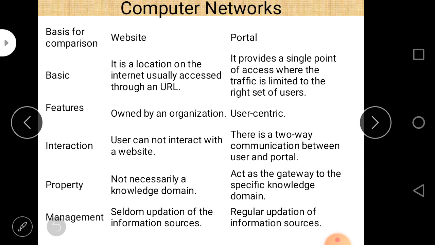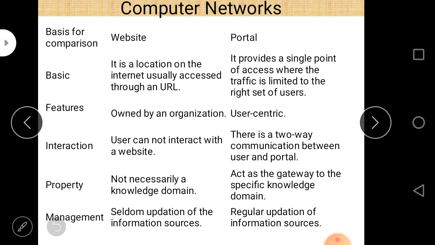Comparison between website and web portal. Basics: a website is a location on the internet, usually accessed through a URL. A portal provides a single point of access where the traffic is limited to the right set of users. So there are limited users in a portal, but a website is a location and everyone can access it.